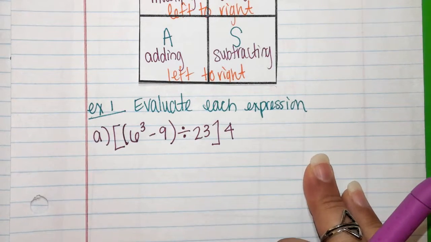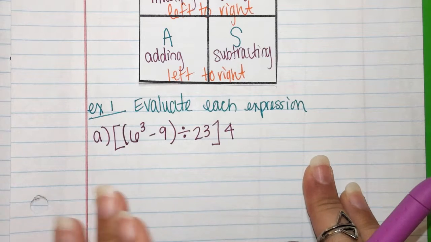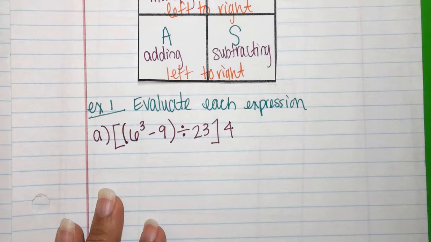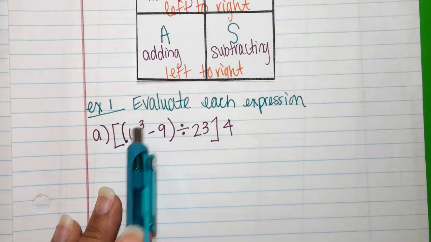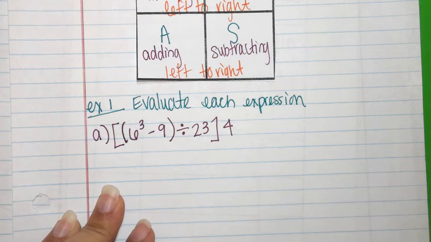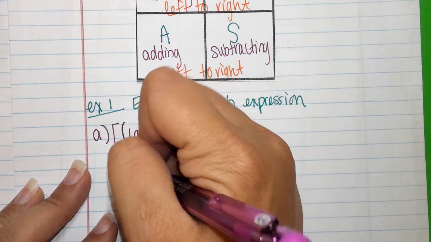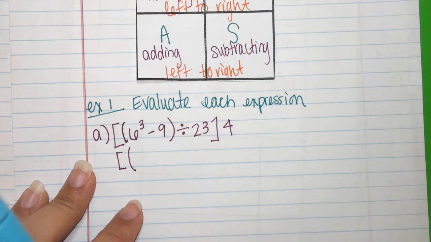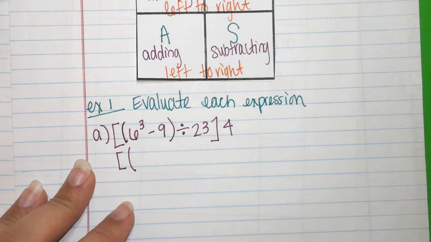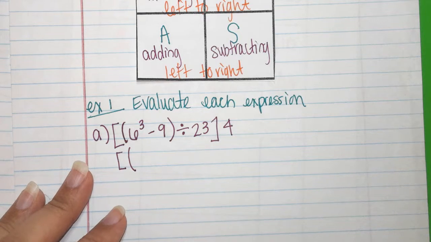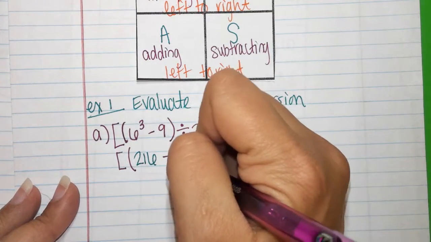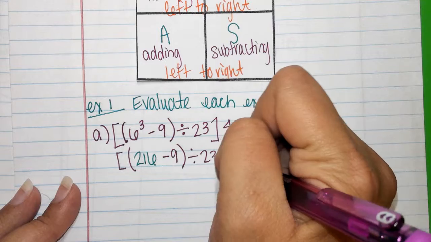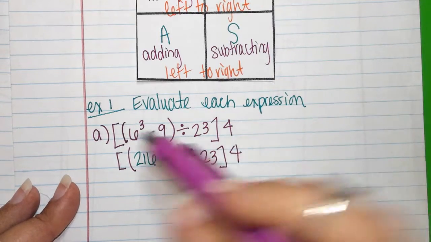Alright, here's our problem. 6 cubed minus 9 divided by 23 times 4. So, what am I going to do first? Parentheses, but I have to do what's in parentheses, right? So, what's 6 cubed? Six times 6 is 36, and 36 times 6 is 216. Can we change anything else on here yet? We can't work anything else out, can we?